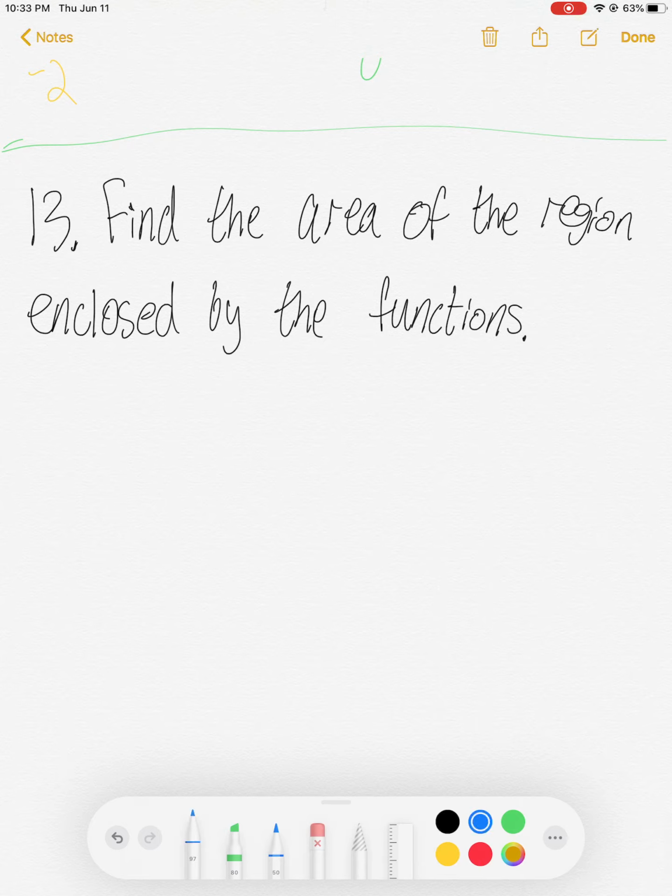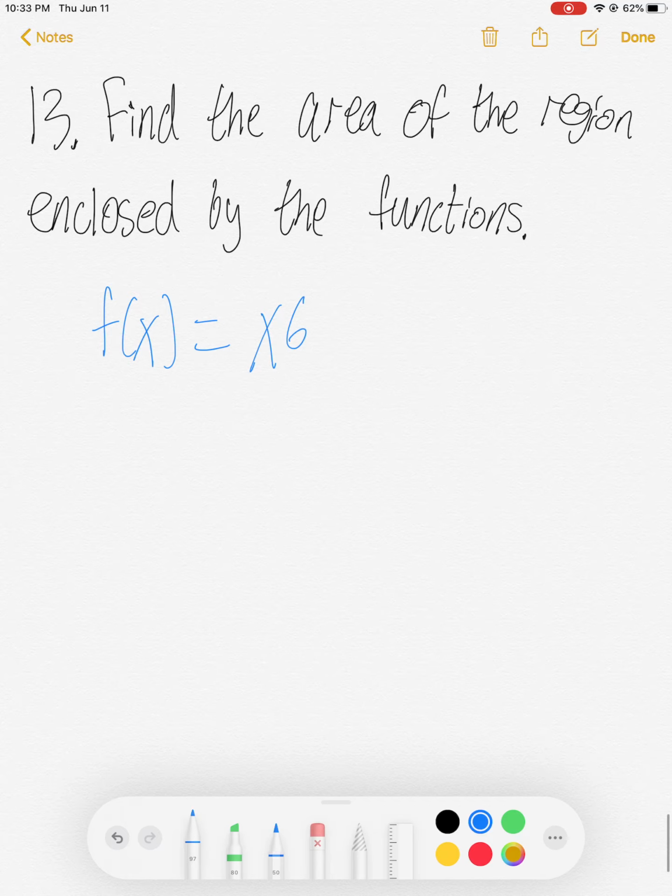Find the area of the region enclosed by the functions. So here they are not going to give us a picture. Okay, so my two functions, and I'm going to give them names.